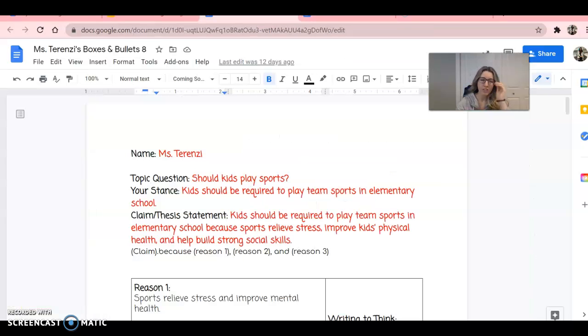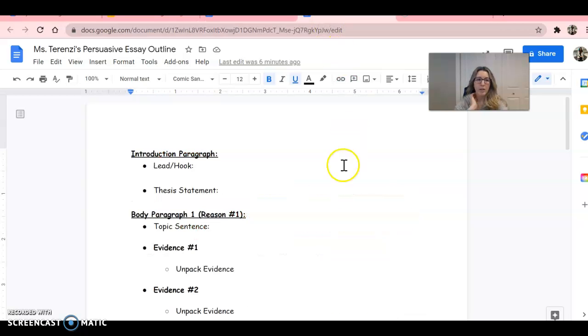So let's take a look at your task for today. So what you're going to need to do is you are going to need to open up your boxes and bullets and have that handy. Then you're also going to need to open up your persuasive essay outline that is attached to this assignment. So let's take a look at what the outline is.